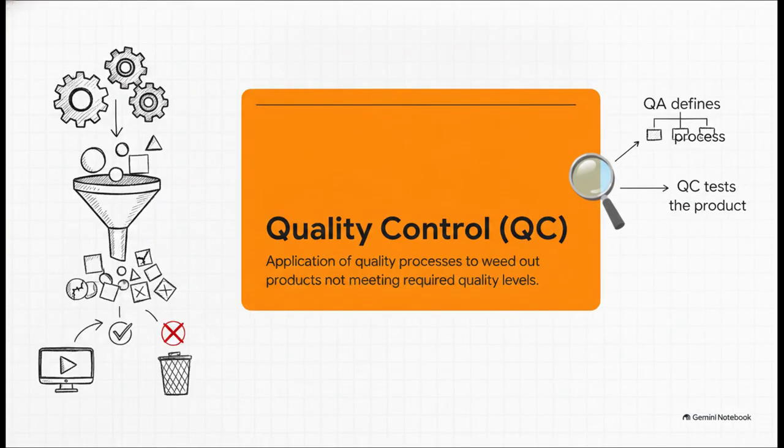And that brings us to quality control, or QC. QC is the application of defined quality processes to weed out products that are not of the required level of quality. If QA is all about preventing bugs, QC is the actual checking and testing of the product to catch the bugs that inevitably slipped through. It's the filter at the very end of the line. So a great way to remember this for your exams, QA defines the process, QC tests the product.